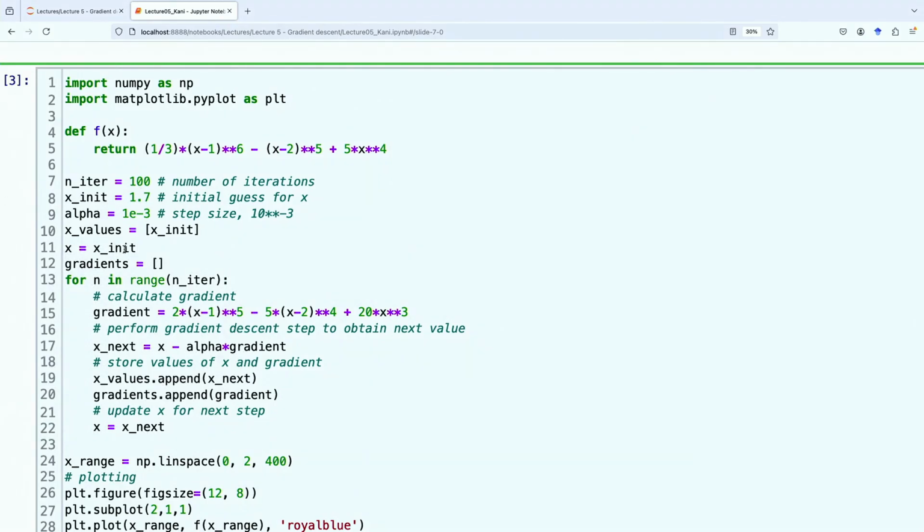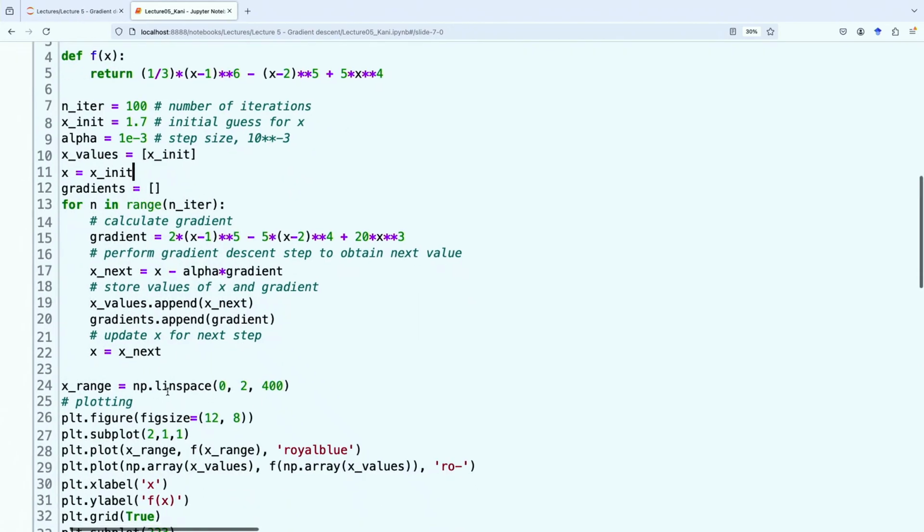But we get the initial value. We have a gradient that we calculate manually here. And then we simply say the next value of x is x minus the learning rate times that gradient. Okay? And this is just to append the values of the gradients. This is just for the graphs that we want to do later. And then we just do this for some number of iterations, okay?